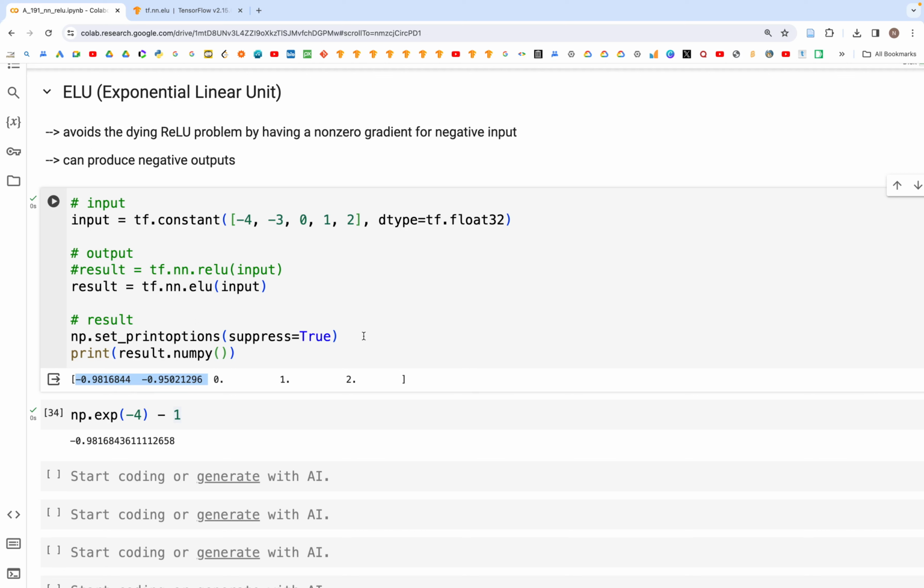So that was it for this video. I hope in this video you got some intuition about why we use the exponential linear unit ELU, and that's primarily to avoid dying ReLU problem and to produce negative outputs.